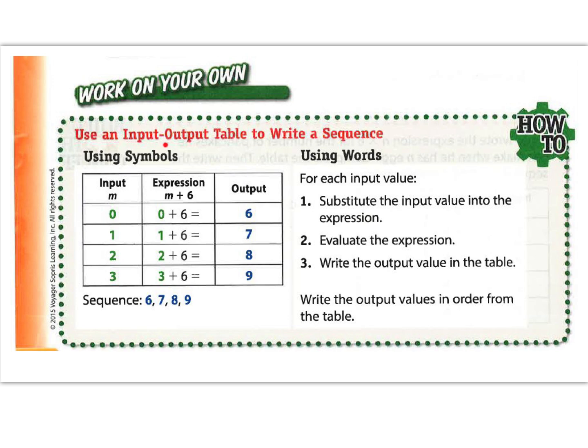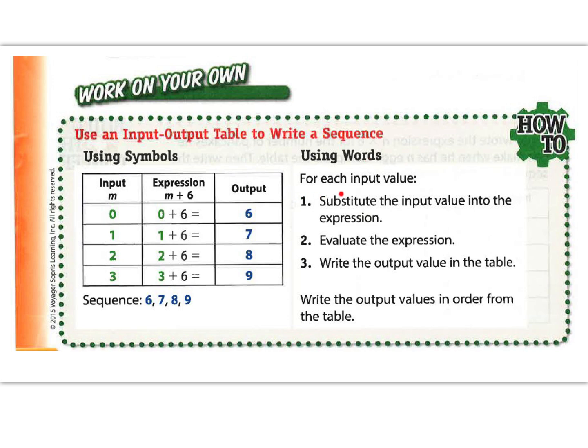This says use an input-output table to write a sequence. So here's the input-output table. Input is in green. The expression here is m plus 6. So if the input is m, you would do 0 plus 6, 1 plus 6, 2 plus 6, 3 plus 6, and then you get the output or the answer.